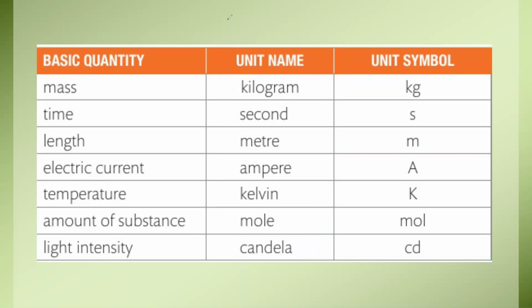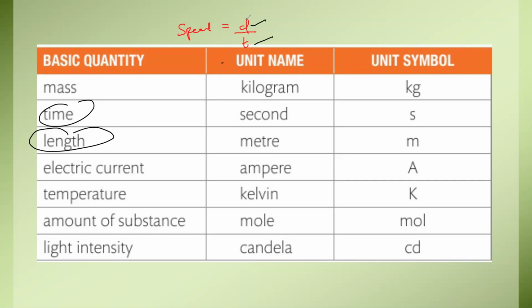When 2 or more fundamental quantities combine, it becomes a derived quantity. For example, speed. How do you calculate the speed? You calculate the speed by measuring a distance and time. Distance is a length, which is a base quantity, and time is also a base quantity.